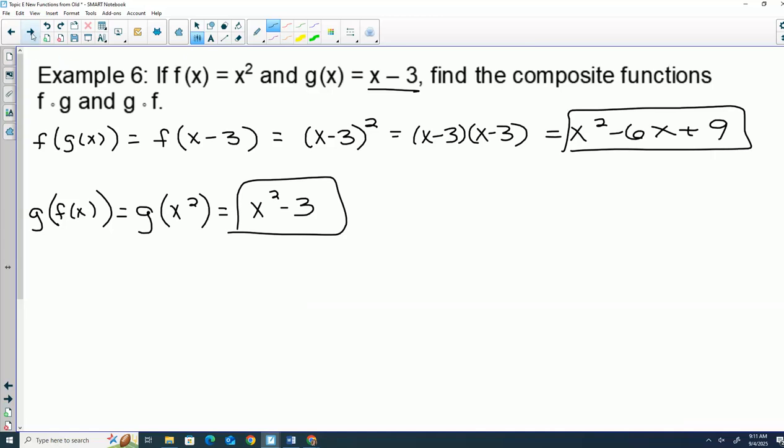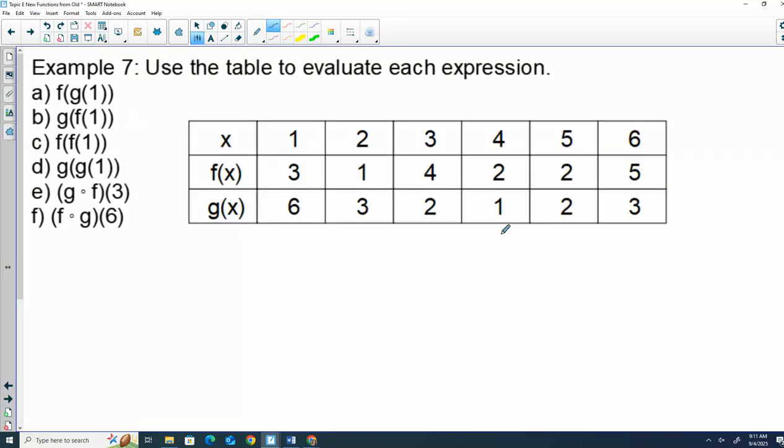Let's do, we did a composition from graph, we've done it from the equations. We might also have tables that we have to use. So if I look at this one, F of G of 1. So starting on the inside, G of 1. So when X is 1, G is 6. So then we need F of 6. So when X is 6, F is 5.